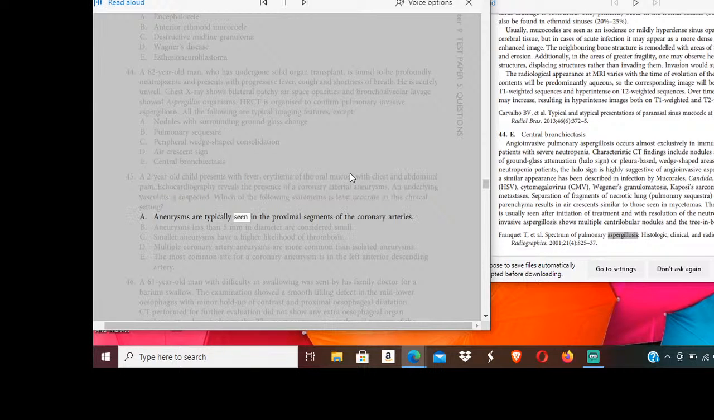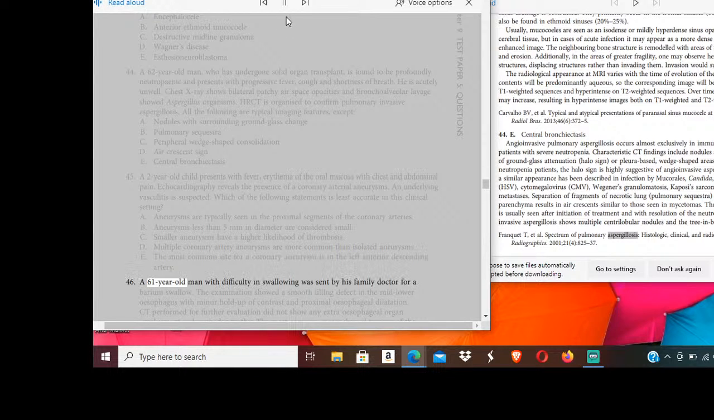A. Aneurysms are typically seen in the proximal segments of the coronary arteries. B. Aneurysms less than 5 mm in diameter are considered small. C. Smaller aneurysms have a higher likelihood of thrombosis. D. Multiple coronary artery aneurysms are more common than isolated aneurysms. E. The most common site for a coronary aneurysm is in the left anterior descending artery.